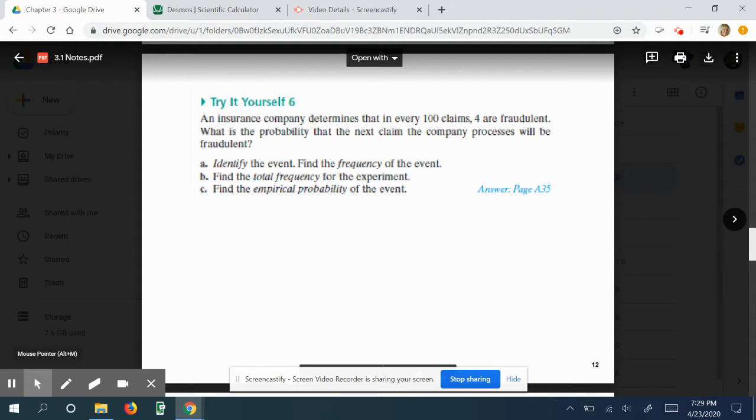Here's one that you can try on your own. It says an auto insurance company determines that every 100 claims, 4 are fraudulent. What's the probability the next claim of the process will be fraudulent? So think about how many there are divided by how many claims there can be.